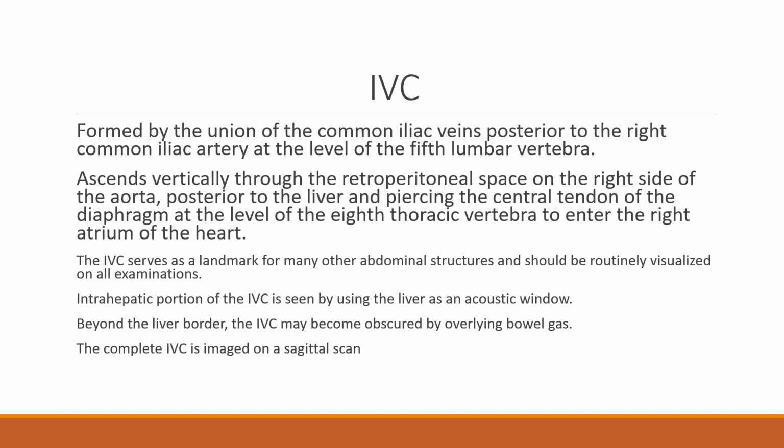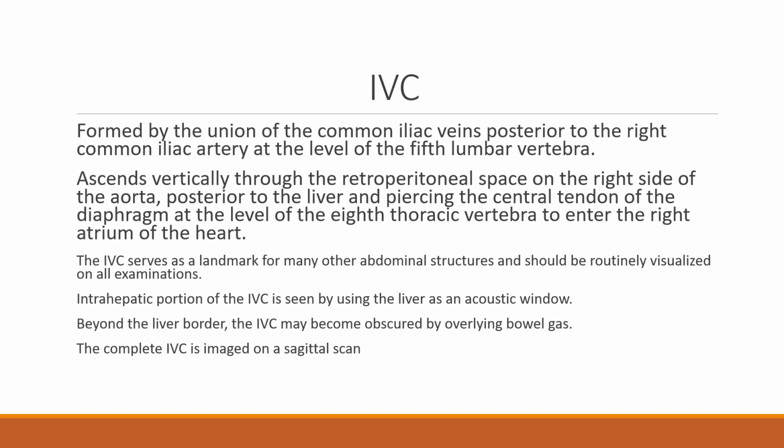Okay, so the IVC is going to be formed by the union of the common iliac veins. It's going to happen posterior to the right common iliac artery at about the same level, at the level of the fifth lumbar vertebrae. So you can see that split or that confluence as they come together when you're looking at the aortic bifurcation of the aorta into the iliac arteries. Right at that same level, you're going to see the two common iliac veins come together to form the IVC. Now, don't want to forget about the median sacral vein as well, because that one is the third one that dumps in right there to help form that IVC.